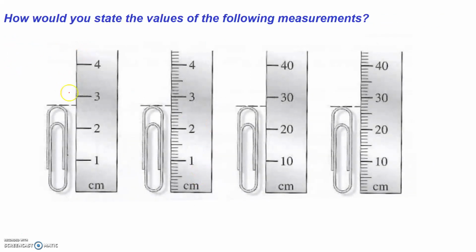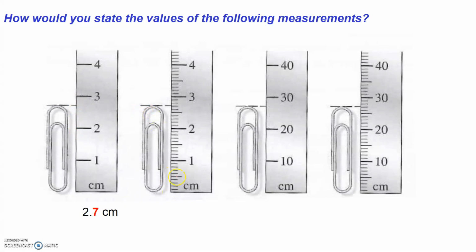So if I look at these four different rulers here, I see that they have different scales. The first one here, the increments are in the ones. So I'm going to estimate the height of this paperclip to the 0.1s. So maybe this is like 2.7, 2.8.